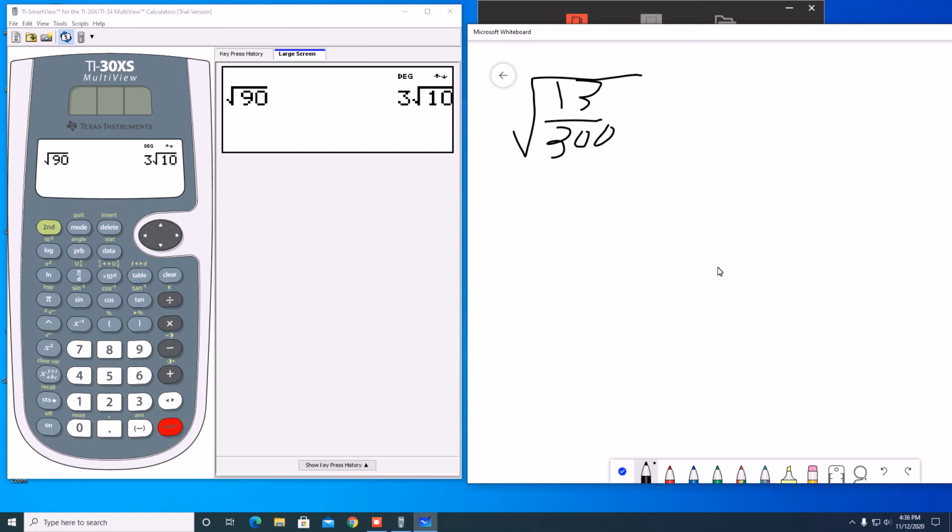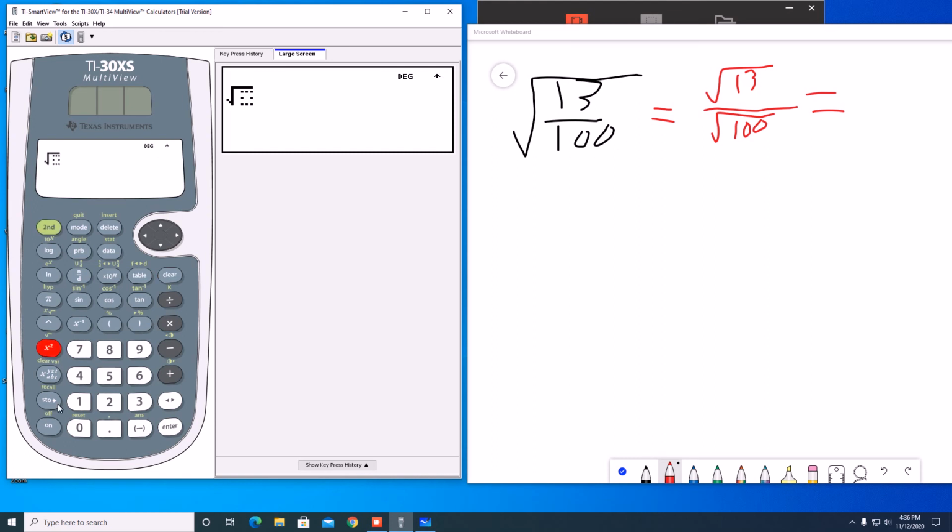But let's say we get a problem that looks like this. So it's exactly what we've been doing. There is just a fraction on the inside. But really what we're doing, it's almost like we have 2 separate square root problems. So really this is the square root of 13 divided by the square root, oops, I meant to write 100. My apologies. Divided by the square root of 100. Now, 100 is a perfect square, so I can put that in my calculator and I'm going to get a whole number. I get the number 10.